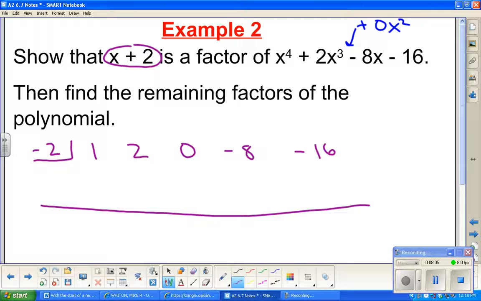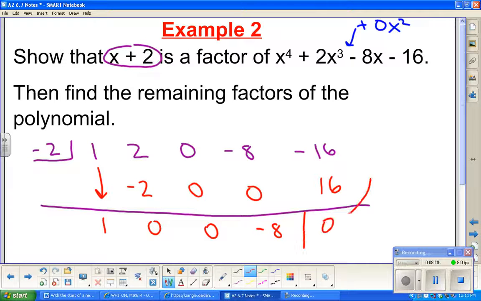All right, and then we do the same process. Bring the first one down and multiply. So 1 times the negative 2 is negative 2. Add those together, we get a 0. 0 times the negative 2 gives me another 0. 0 plus 0. Another 0 times negative 2 is still 0. That's negative 8, and then the negative 8 times negative 2 is positive 16. So we got a remainder of 0. That shows that it is a factor. So x plus 2 is a factor because it went in evenly.